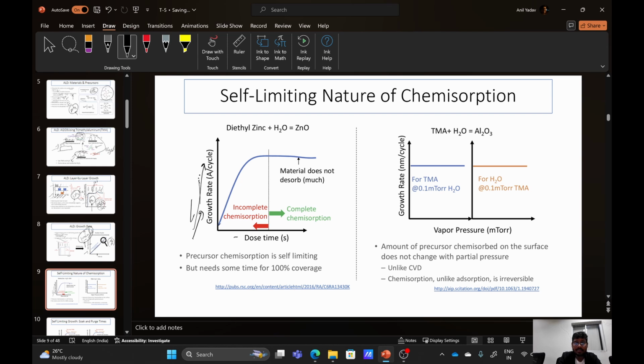In this case, this is the dose time. Dose time is how much time you are exposing the substrate to the precursor. If you expose the substrate only till this time, the substrate is not fully covered with the zinc oxide. The dose is too little to cover the whole substrate. So you will increase the time, and there will be a time when it gets saturated.